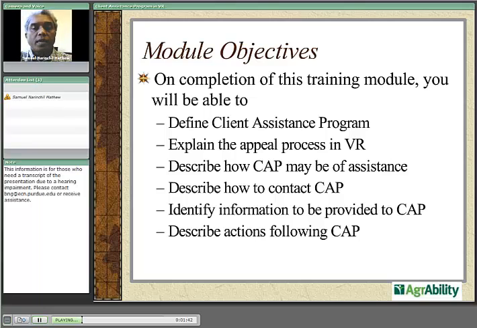The module objectives are as follows. At the end of the module, you will be able to define Client Assistance Program as applicable to VR. You will be able to explain the appeal process in VR and how CAP may be of assistance to the AgrAbility customer. Also, you will be able to describe how to contact VR and identify information to be provided to CAP regarding the customer. Further, you will be able to describe the possible action plan once the CAP process is over.